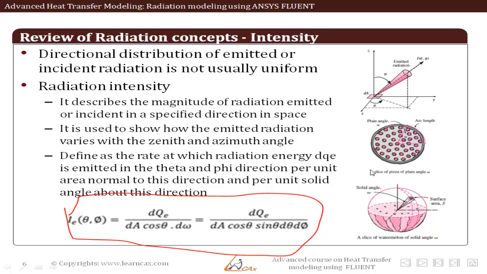If we take the example of a slice of a pizza of plane angle alpha, this is the plane angle alpha. Radiation will vary along the azimuthal theta and phi directions. A slice of watermelon of solid angle is shown here, and this is the surface area, and this is the solid angle, and the radiation intensity will vary along the solid angle as the solid angle changes, as location changes in three-dimensional space. So radiation intensity is a function of direction and space.